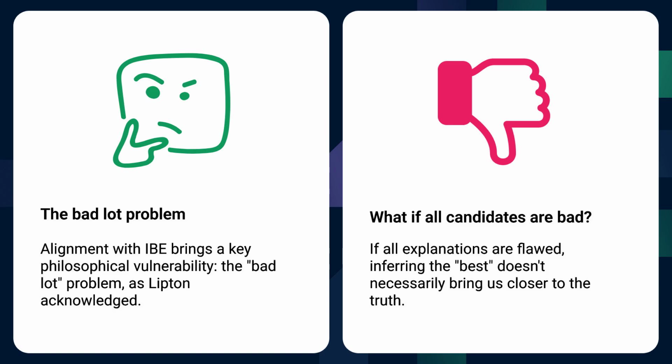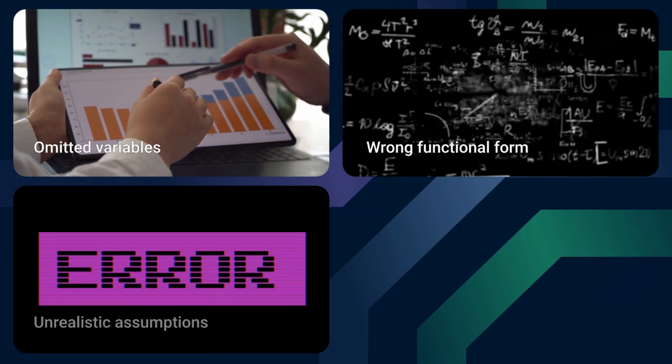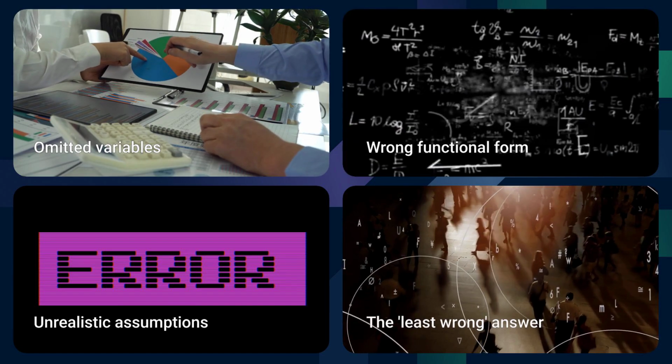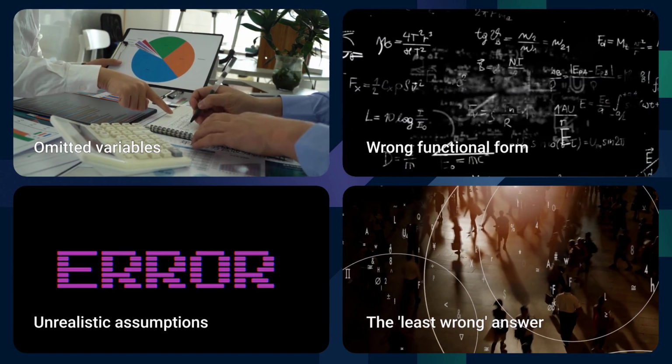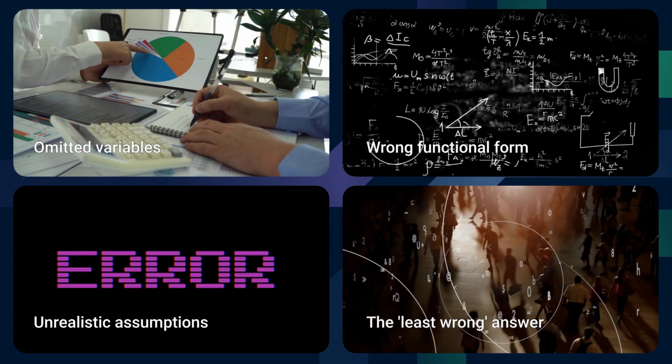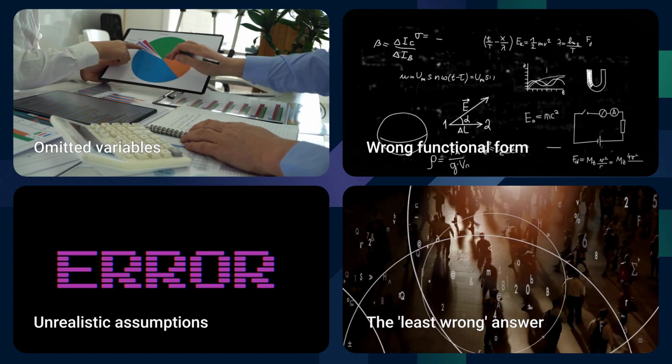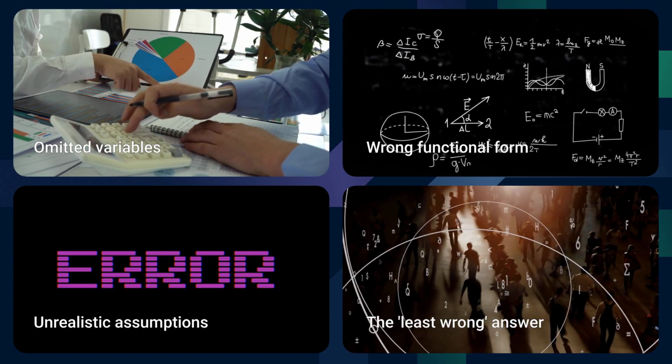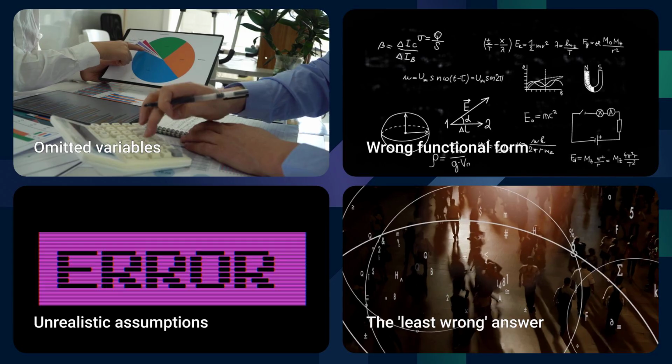Lipton himself acknowledged this critique, which originates from the idea that if all the available explanations are flawed, then inferring the so-called best among them does not necessarily bring us closer to the truth. In statistical terms, if every candidate model in our set is misspecified, perhaps because they omit important variables, assume the wrong functional form, or rely on unrealistic distributional assumptions, then selecting the best among them using AIC or BIC is like choosing the least wrong answer from a menu of incorrect ones.